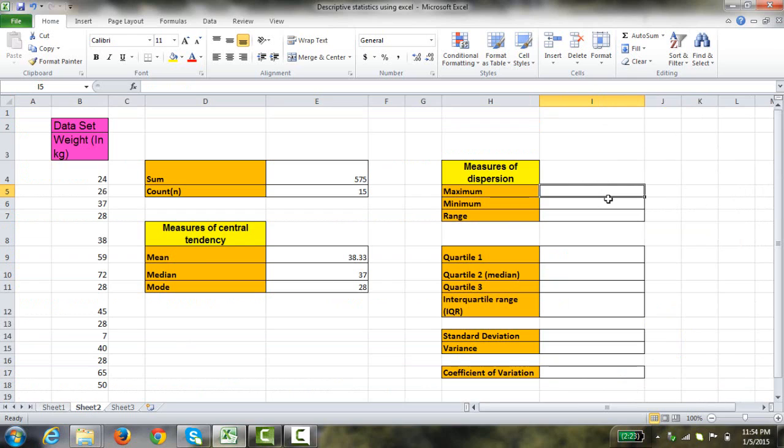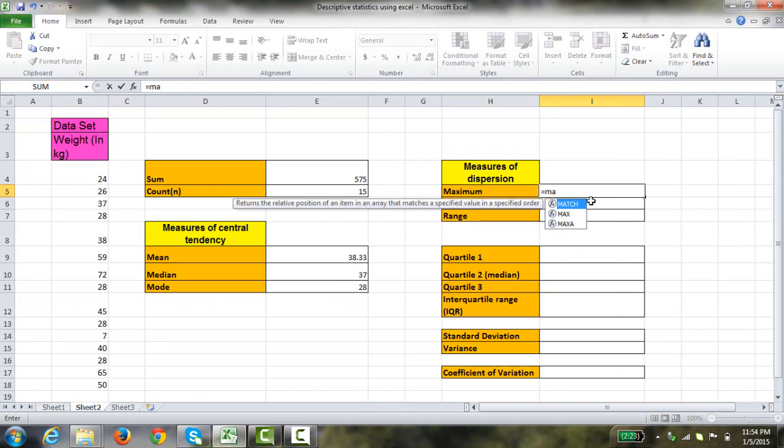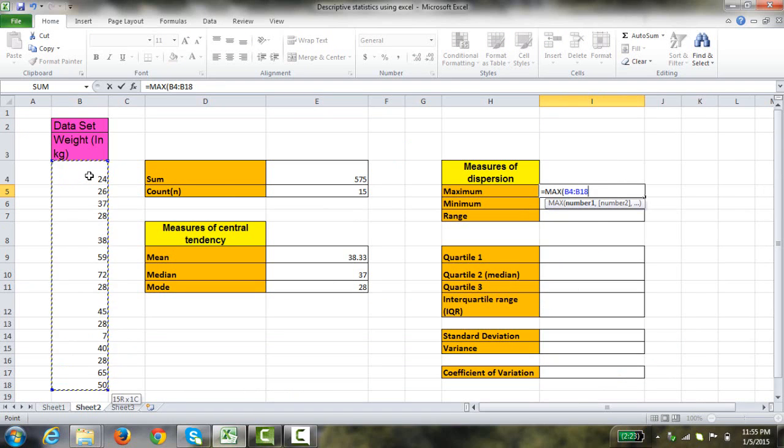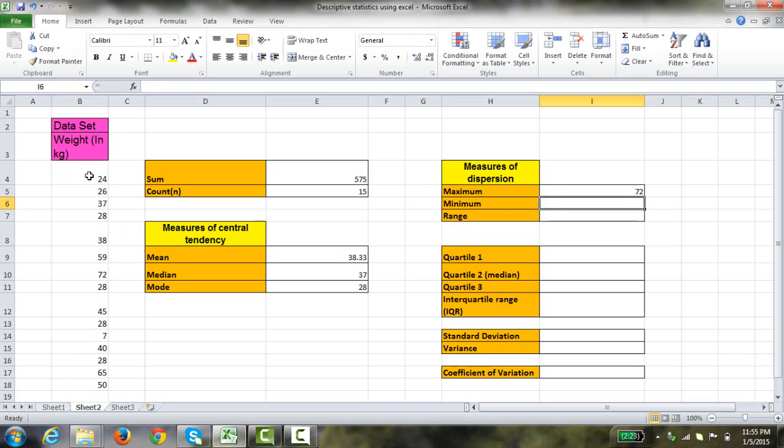First, we will calculate the maximum value from the sample observation. The Excel function used to do so is equal to the MAX function. Then we highlight all the sample observations and press enter. We will get the maximum value. We can easily see that 72 is the largest number of the lot.